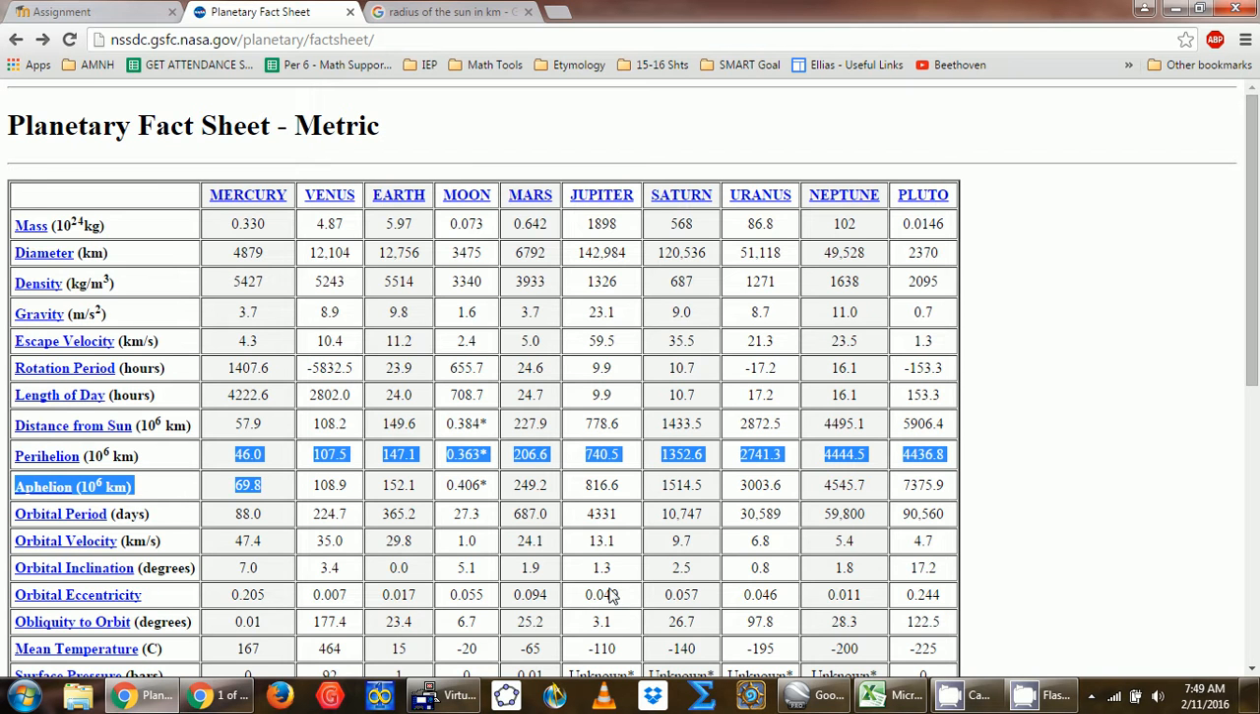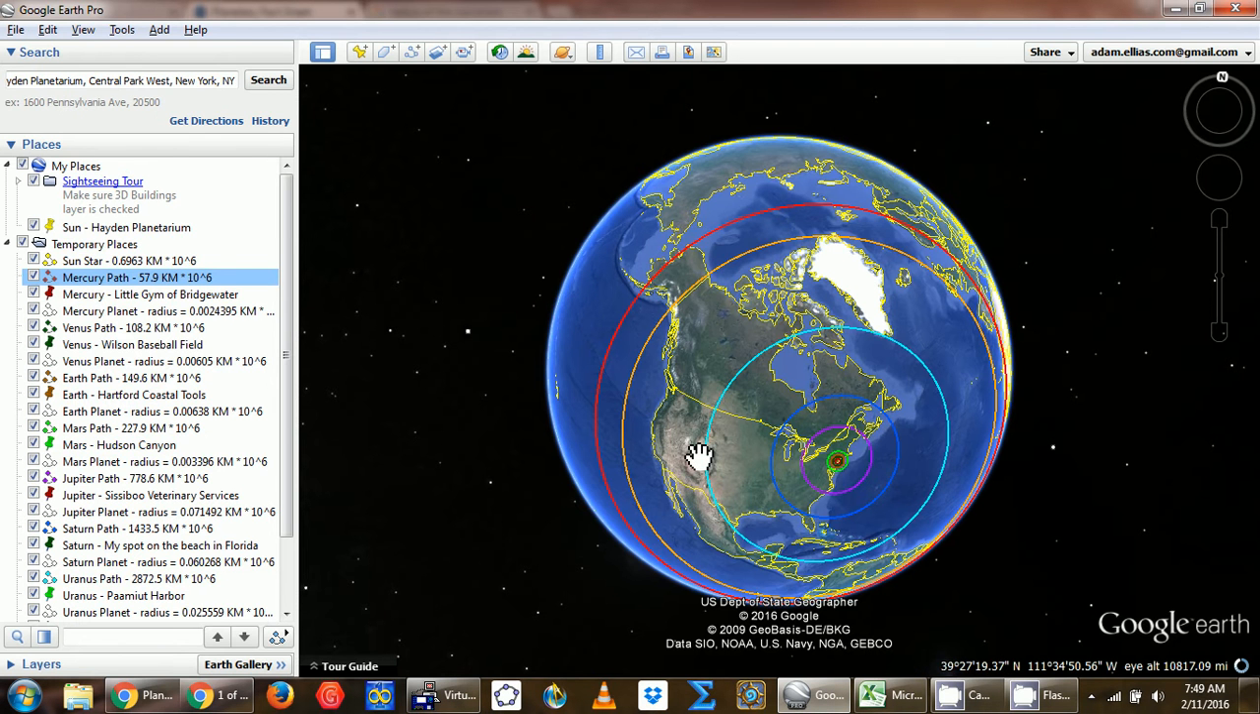So in Google Earth, I'm using circles, and I understand that the orbits are not perfect circles, given the perihelion and aphelion, but this is the best that I could do, and we can kind of thank Newton for this problem that I'm running into.